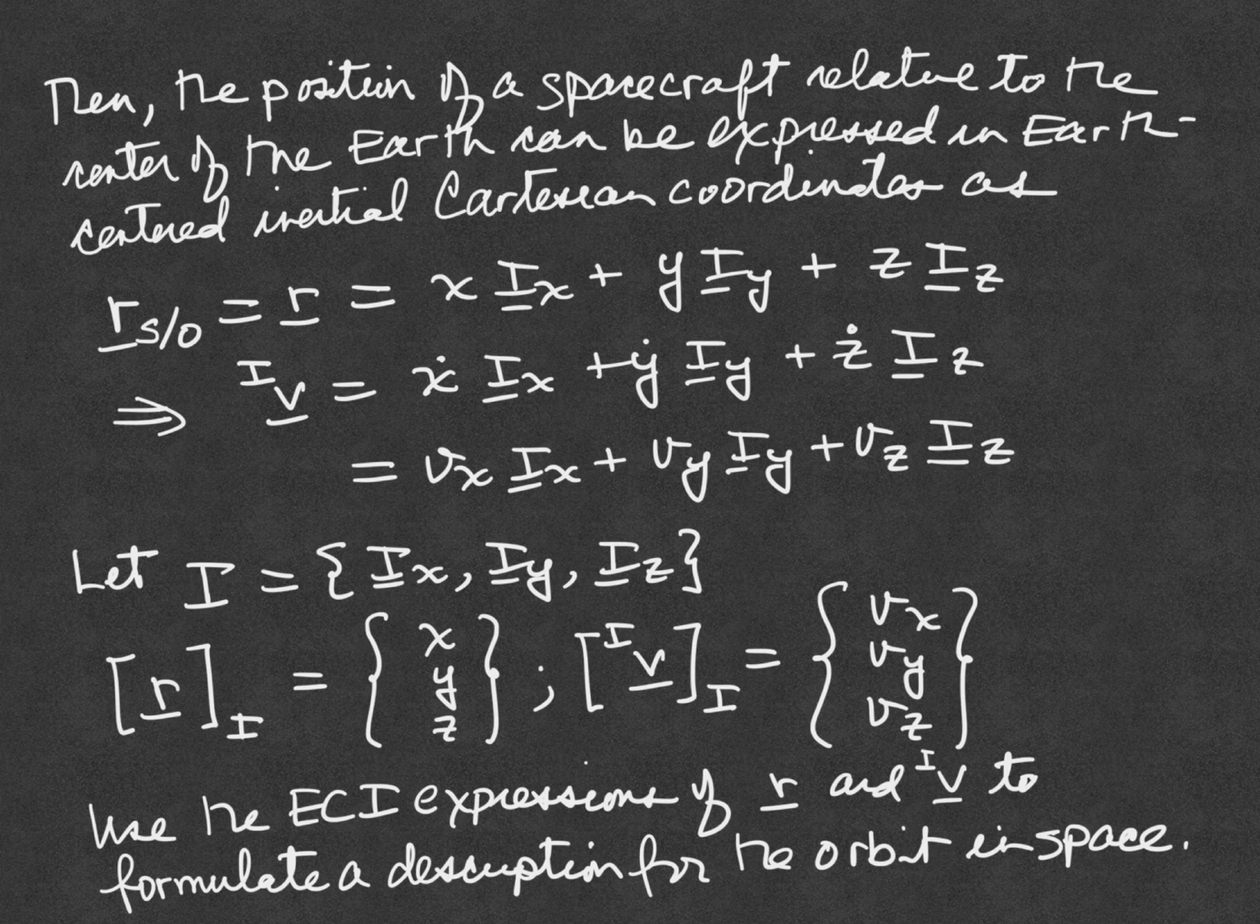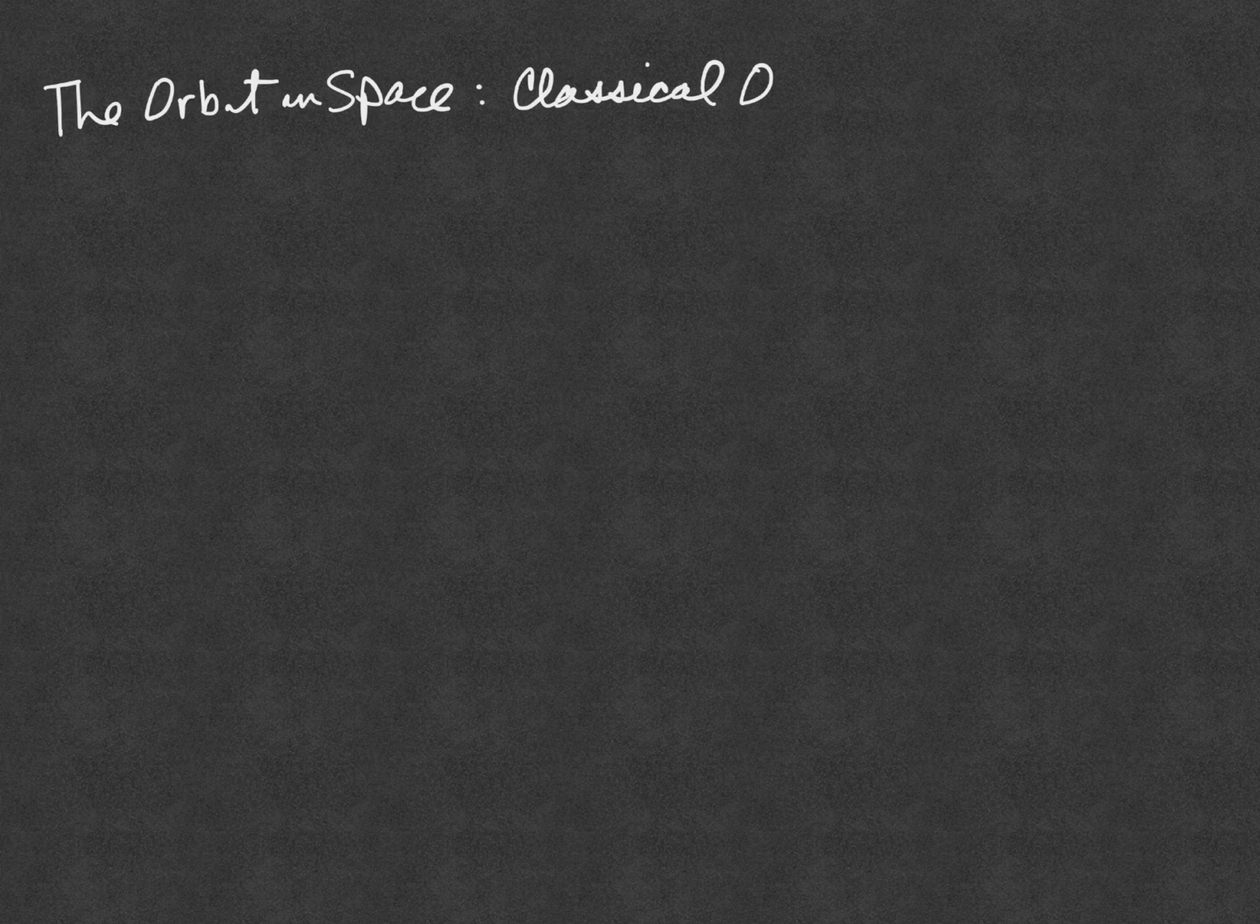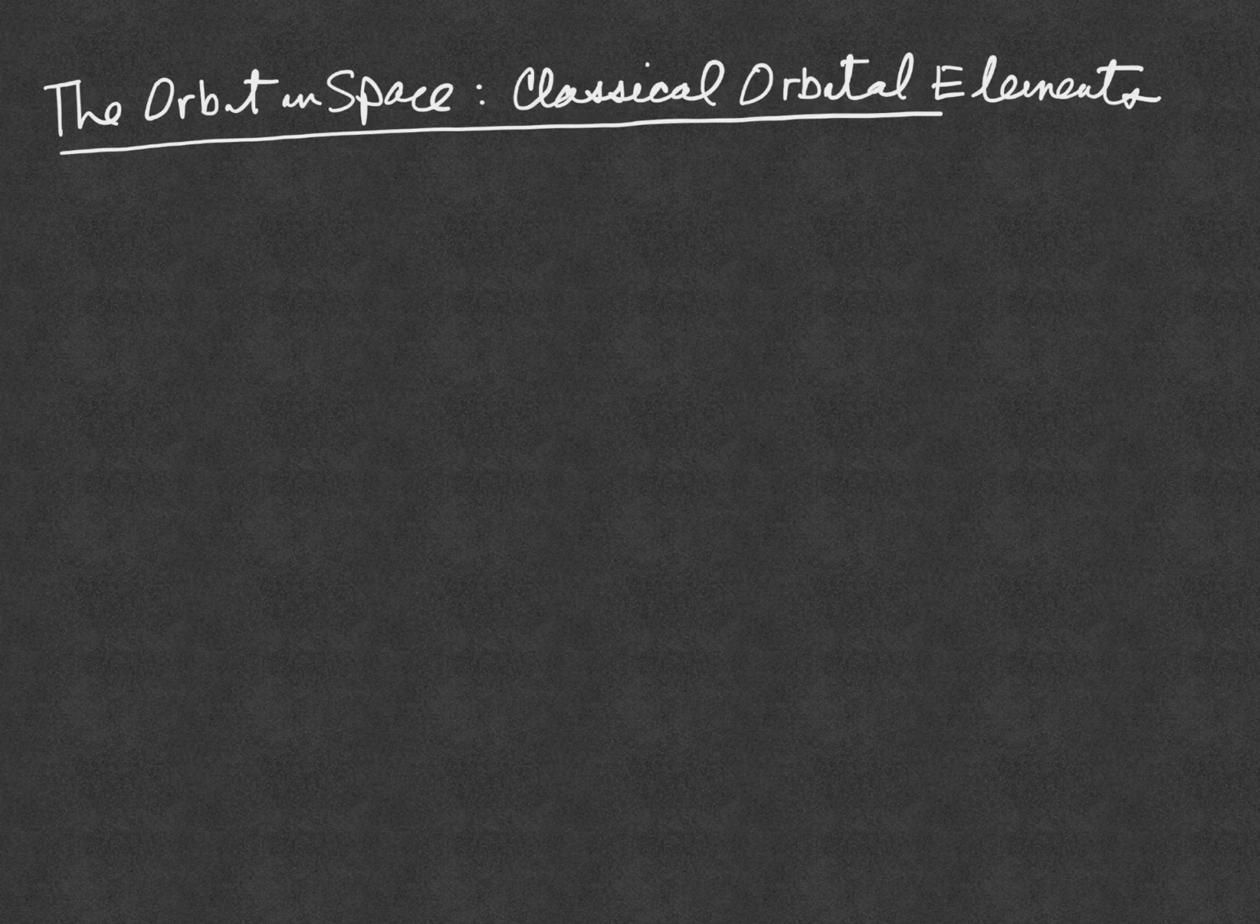And that's what we're going to do next. So now let's talk about the orbit in space, and we're going to do this in terms of what are called classical orbital elements. In order to be able to do orbital elements, we need some geometry.